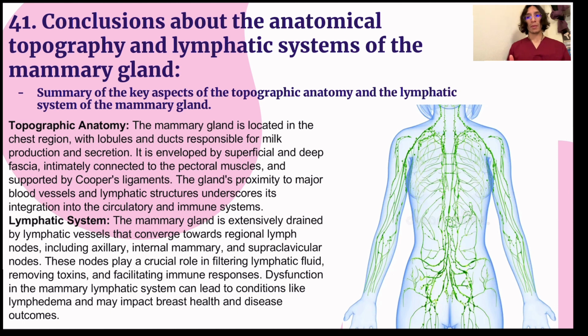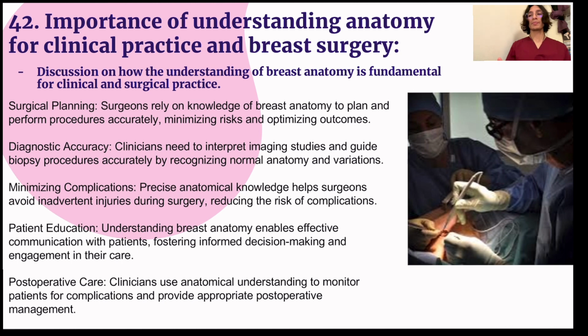Lymphatic system. The mammary gland is extensively drained by lymphatic vessels that converge towards regional lymph nodes, including axillary, internal mammary, and supraclavicular nodes. These nodes play a crucial role in filtering lymphatic fluid, removing toxins, and facilitating immune responses. Dysfunction in the mammary lymphatic system can lead to conditions like lymphedema and may impact breast health and disease outcomes. The importance of understanding anatomy for clinical practice and breast surgery.